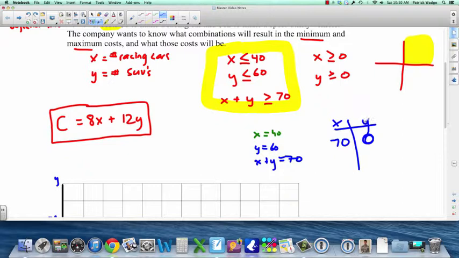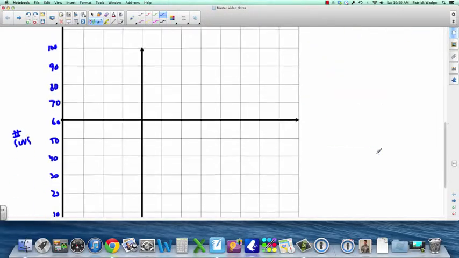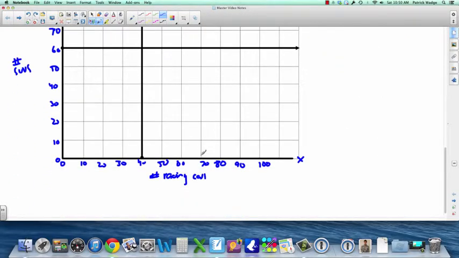If I'm looking for the y-intercept, I put a 0 into x. If I put a 0 in there, I'm left with y equals 70. So my points are 70, 0, which is out here, and 0, 70, which is out there, and now I join them with a line. Great. We just have to do the shading now.